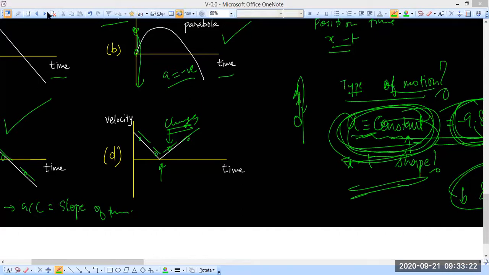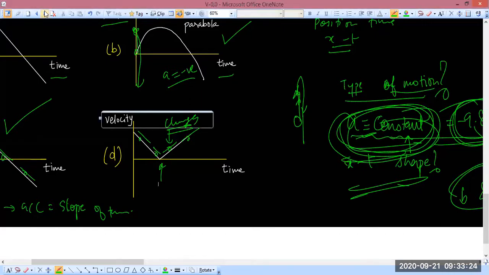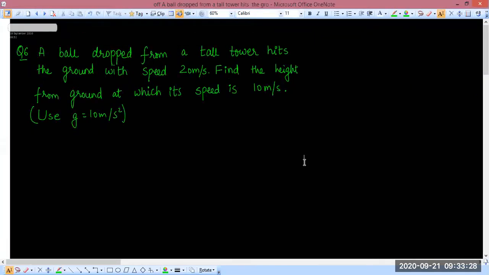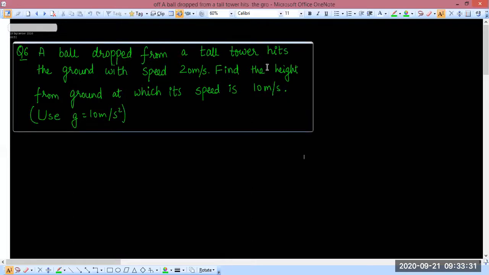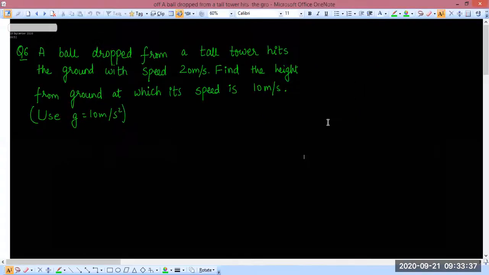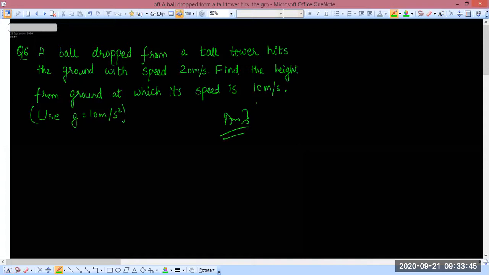Let's solve the next question, number 6 now. A ball dropped from a tall tower hits the ground with a speed of 20 meters per second. Find the height from the ground at which its speed is 10 meters per second. Tell me your answer, everyone. We'll just take 2 minutes for this one. Don't go away.